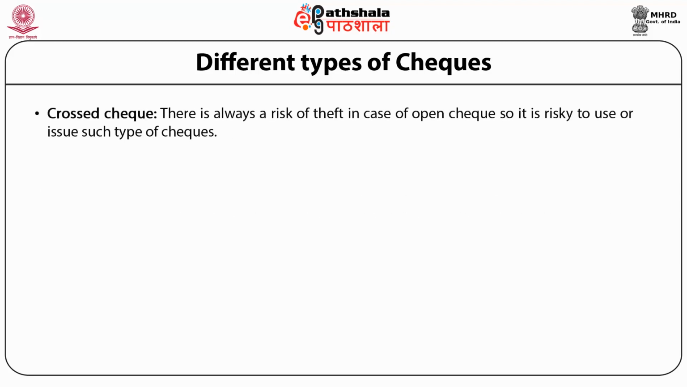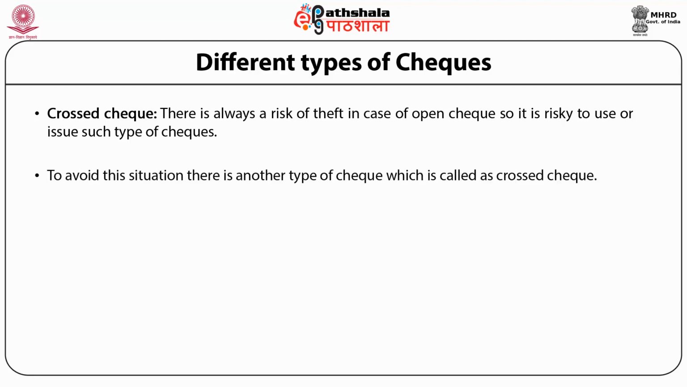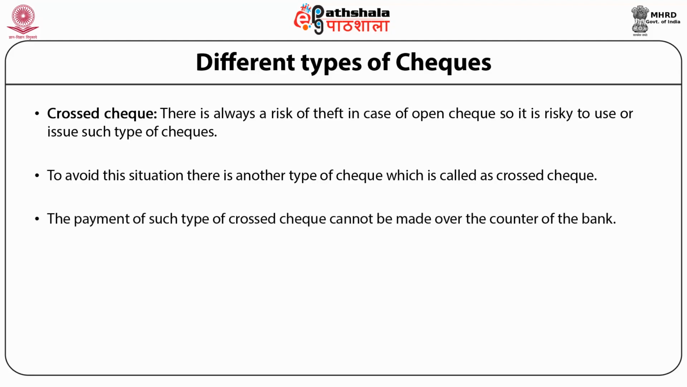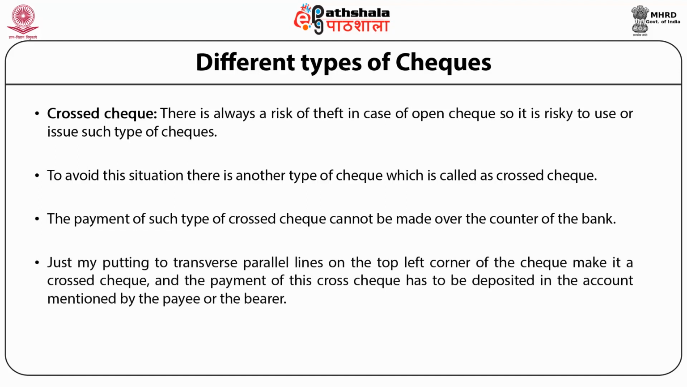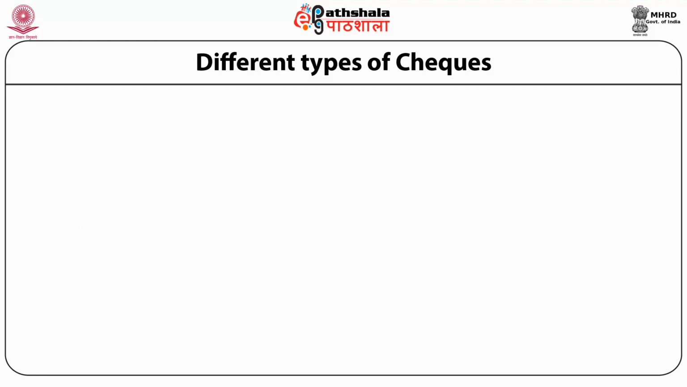Second is the crossed check. There is always a risk of theft in case of open check. So, it is risky to use or issue such type of checks. To avoid this situation, there is another type of check which is called a crossed check. The payment of such a crossed check cannot be made over the counter of the bank. Just by putting 2 transverse parallel lines on the top left corner, the check can be made a crossed check, and the payment of this crossed check has to be deposited in the account mentioned by the payee or the bearer.